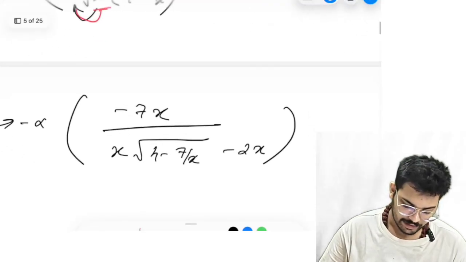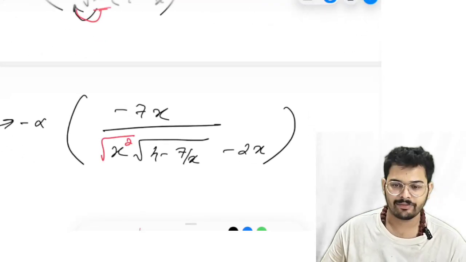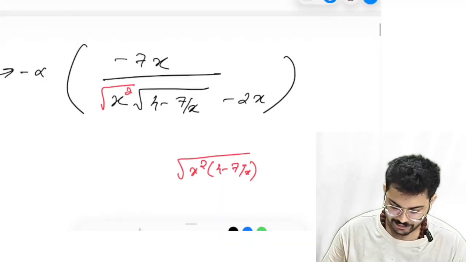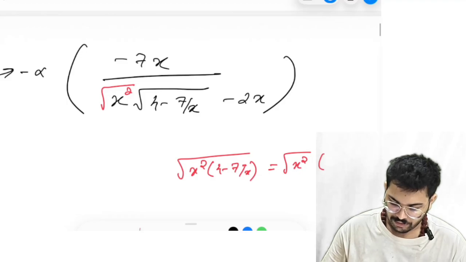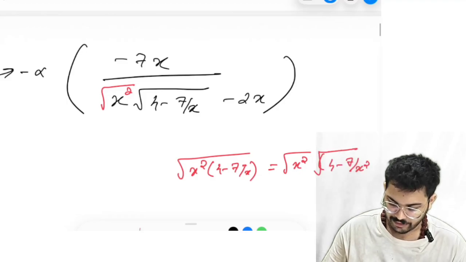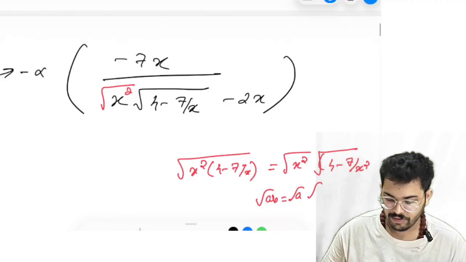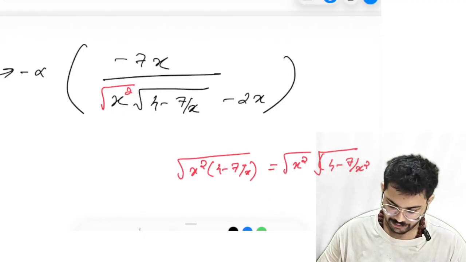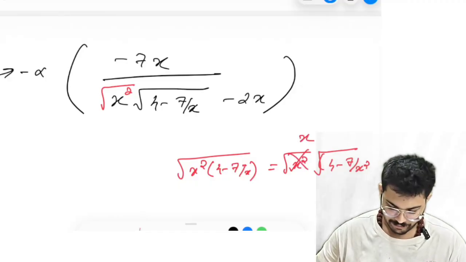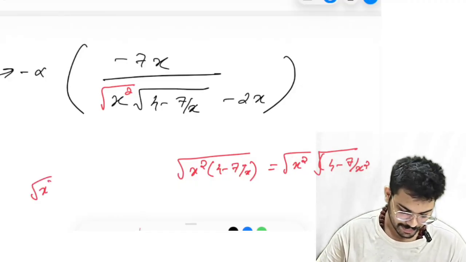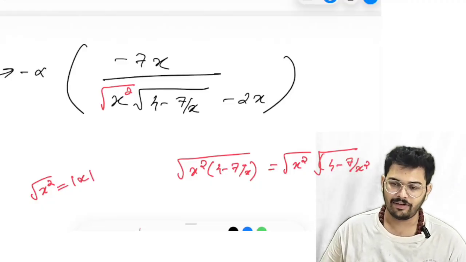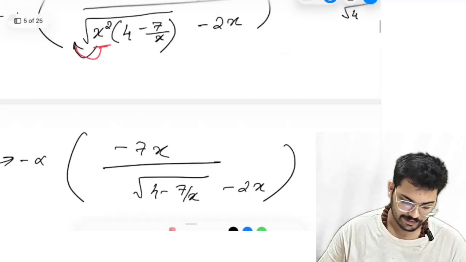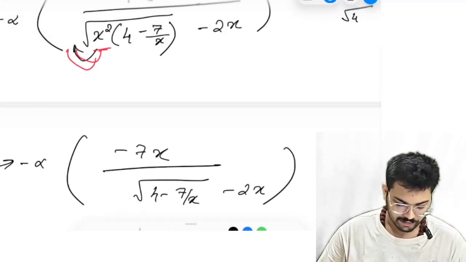If you are taking that, then you should consider that root of x square will be coming out. That is root of x square into 4 minus 7 by x. It can be written as root of x square into root of 4 minus 7 by x, that is, root of ab equals root a into root b. Whenever you write this, you can't directly write root of x square as x. Root of x square will become modulus of x. That's the meaning. We will only consider the absolute value. So this root of x square value will be coming out as modulus of x.